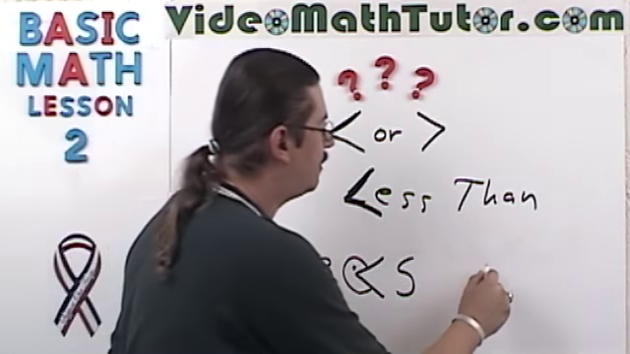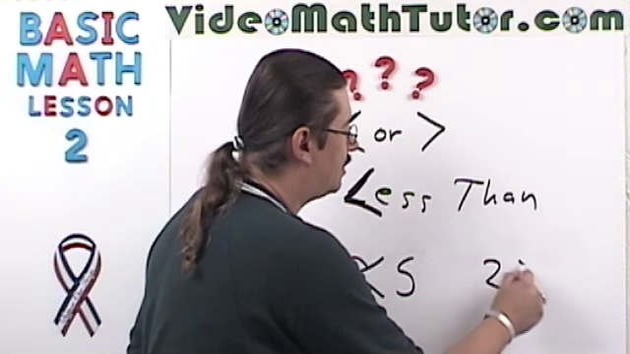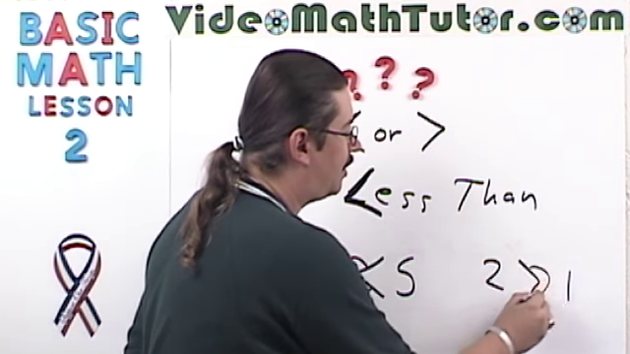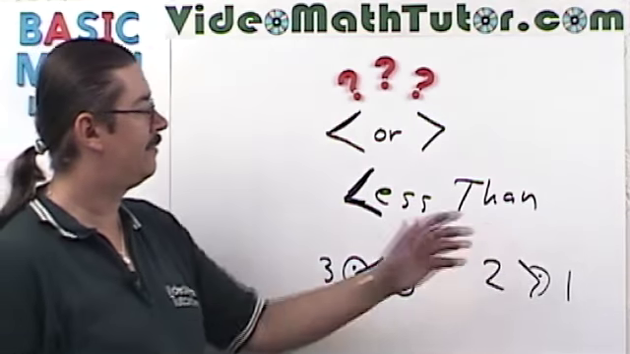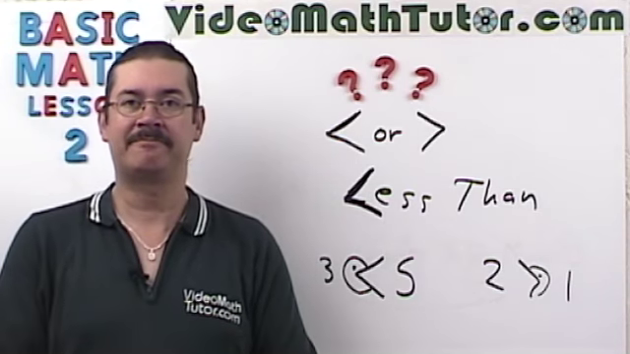And it works the other way around. If I have 2 is greater than 1, you see again the birdie is going to eat the bigger amount of food. Right, so that's something that might help you out.